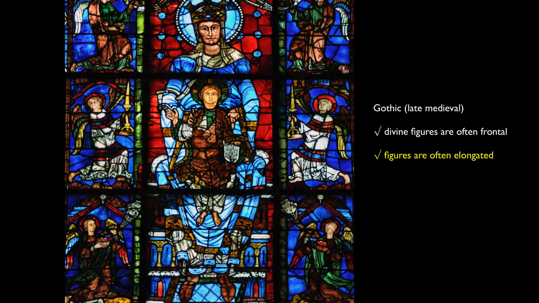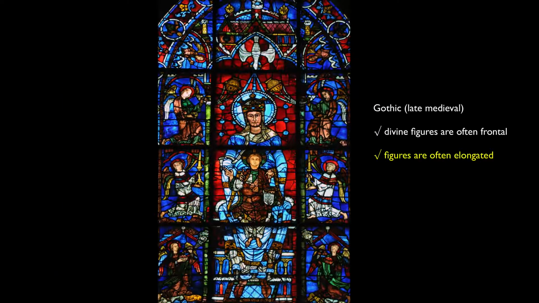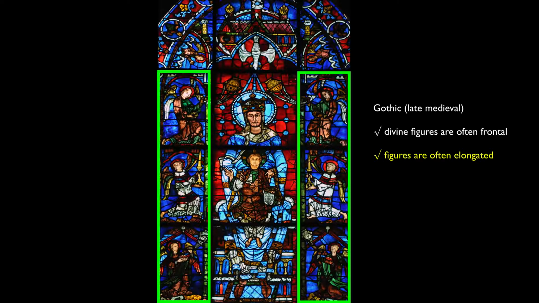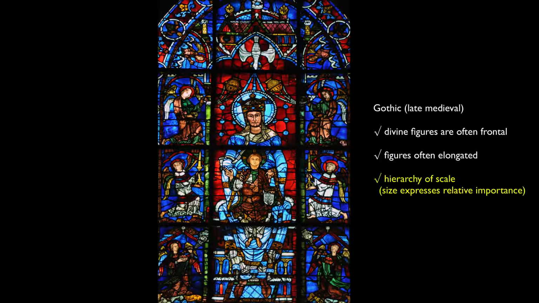But one of my favorite aspects is that you have this very large Virgin and Child in the center. And then you have these rather small angels that are framing them on either side. A hierarchy is expressed here between the angels and the Madonna and the Christ child, telling us that they're more important than the angels on either side of them.